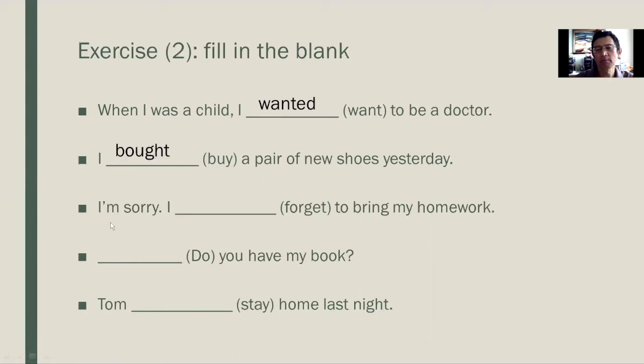The next one, I'm sorry I forgot to bring my homework. In the present tense, you would say, do you have my book? What is the past tense? Did you have my book? What about this one? What is the past tense of stay? Tom stayed home last night.